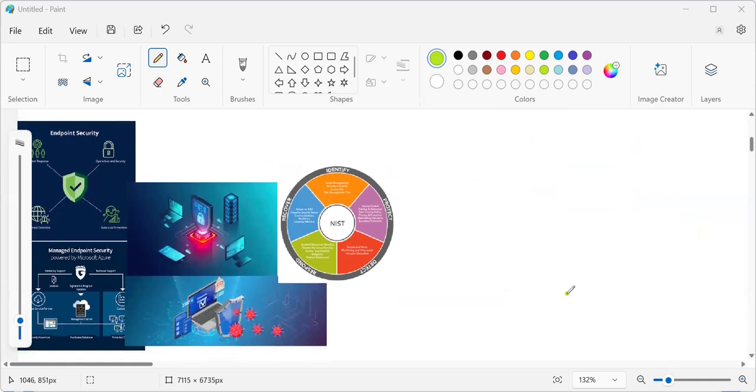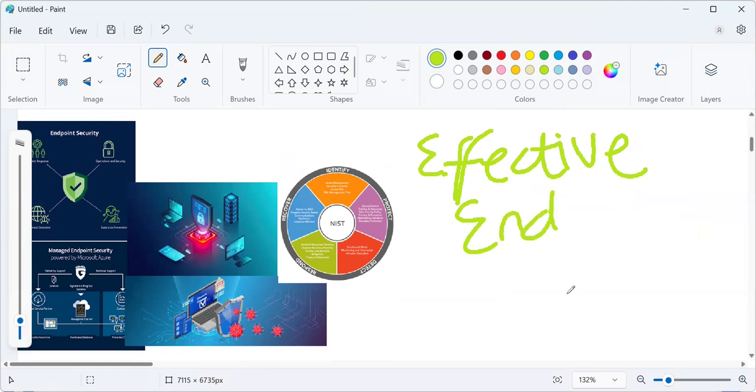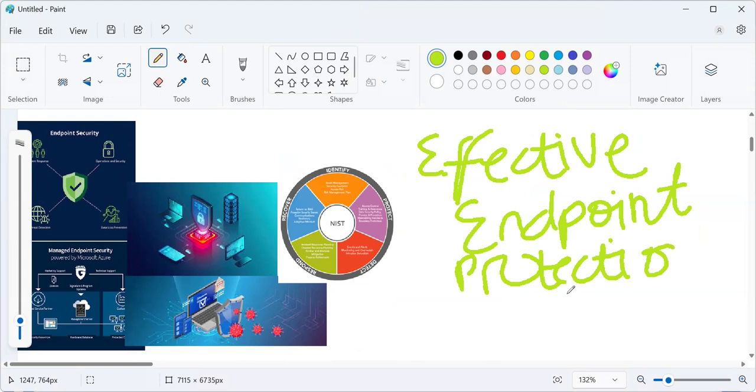Effective endpoint protection is critical for securing any small organization's network and sensitive data. Endpoints include things like your desktops, laptops, mobile devices, and other connected hardware devices. Hardware devices meaning your printers, medical equipment, your mouse, and thereabouts.